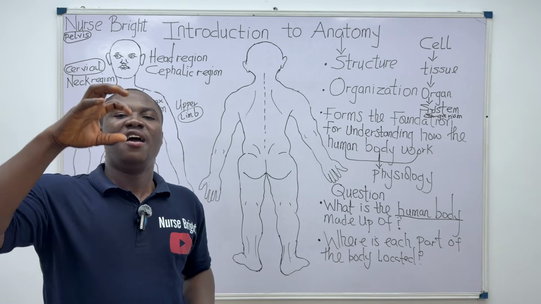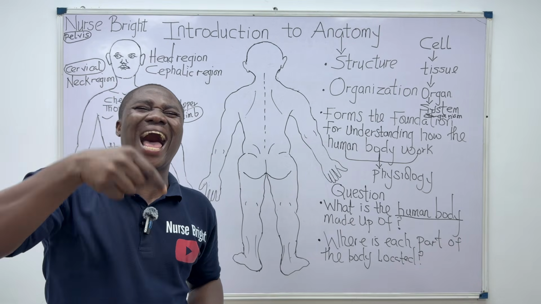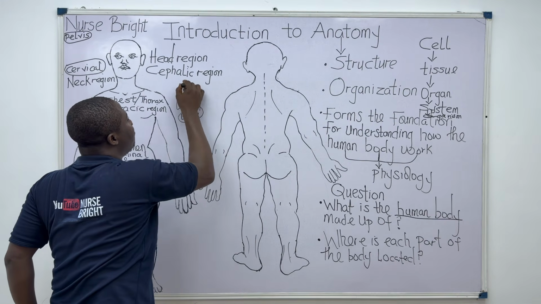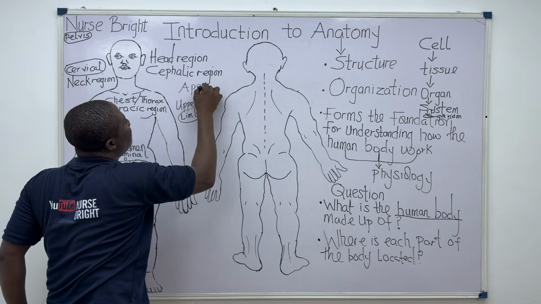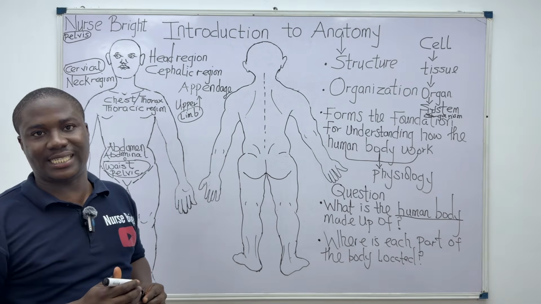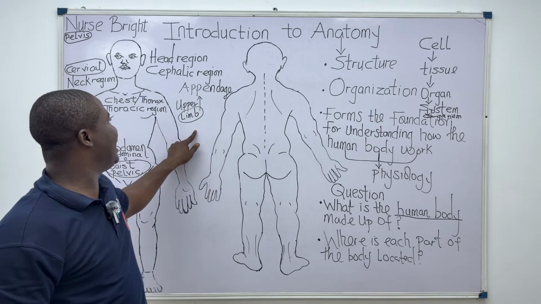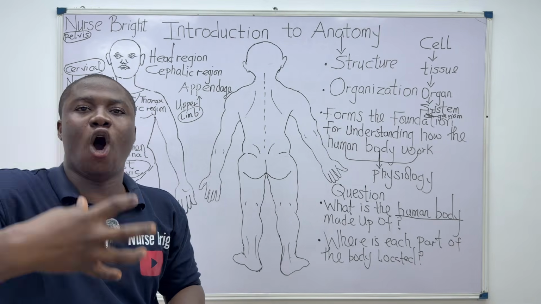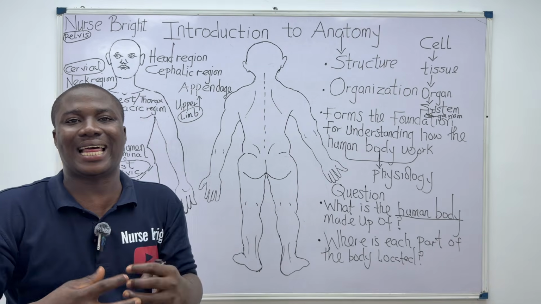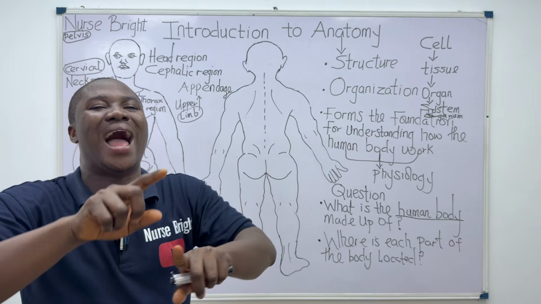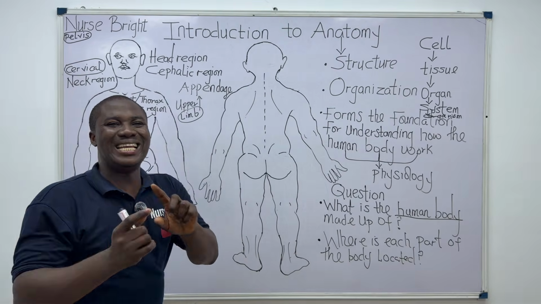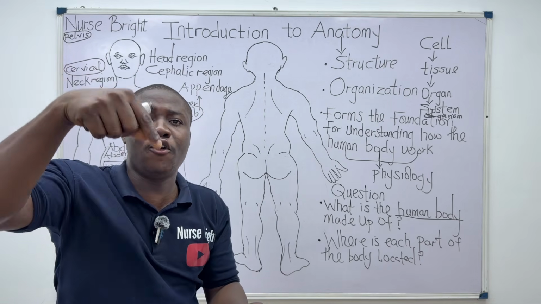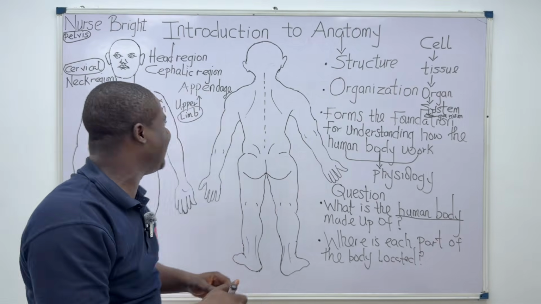Pay attention. Now, a limb is an appendage. Listen and listen well. Appendage might be a big term, but it's easy. You can simply say that a limb is an appendage or an extremity that projects from the trunk of the body.